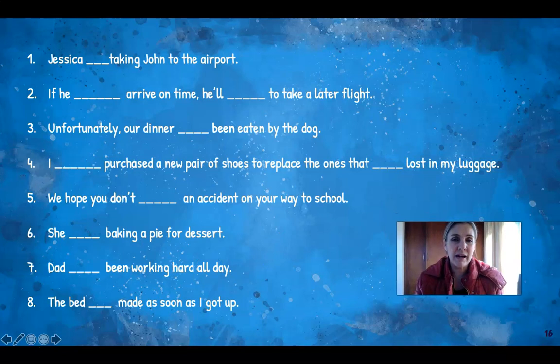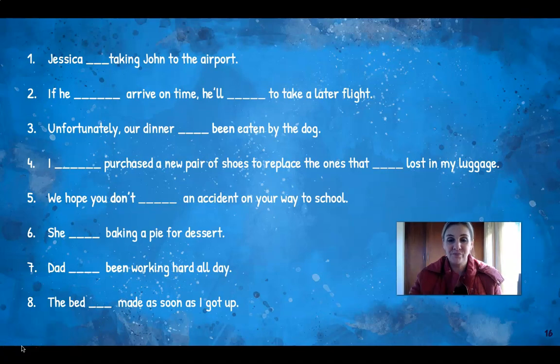I want you to think about, especially if you're looking for clues in your sentences when your teacher gives them to you. So look for things that show you about the tense. Okay, purchased, the -ed, is going to do with past tense, and lost. Okay, hope is present tense, baking is continuous, been working, okay, made. So go through these very carefully, and when you come back, we'll go through them together.